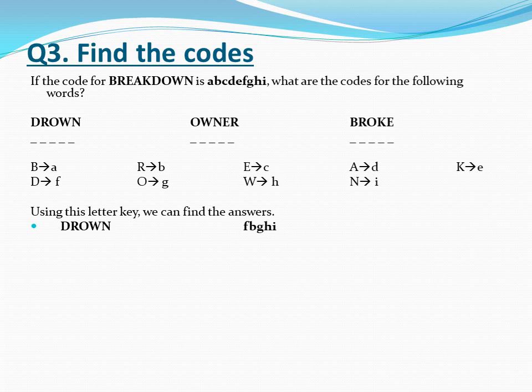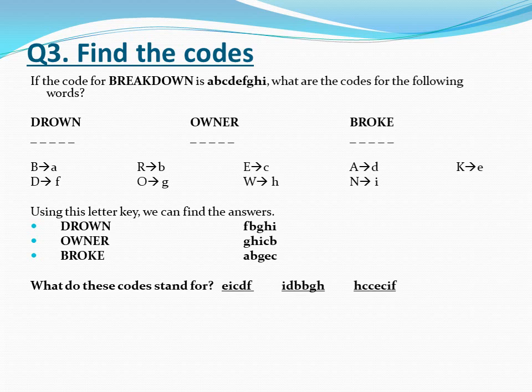For brown, you know B is A, R is B, O is G, W is H, and N is I. So your answer would be ABGHI. Similarly, you can find out the answer for owner and broke. So for owner, GHICB, and for broke, it's ABGEC. Hope this is easy.